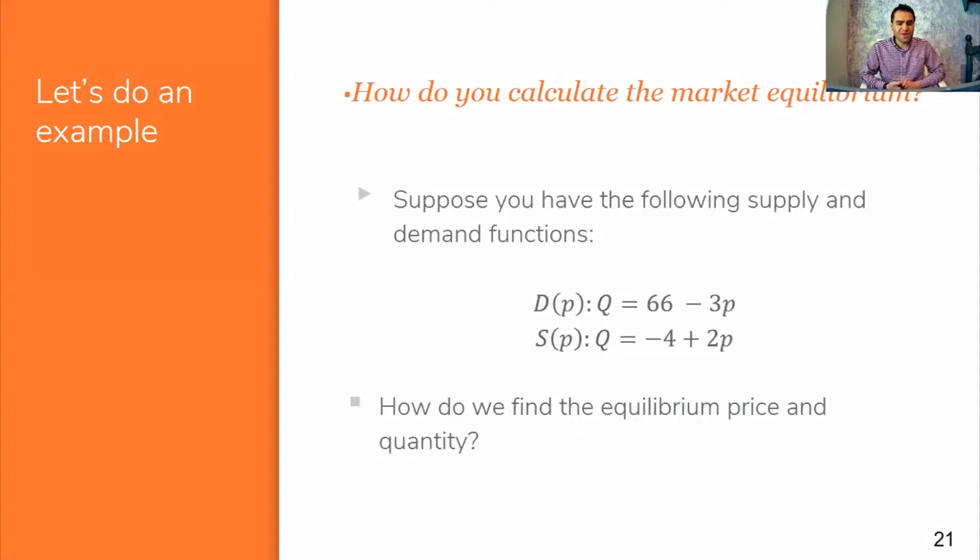So in this particular case, as you see in the slide, you have been given a demand and a supply function that take those particular forms. The demand function reads that Q, the quantity demanded, equals 66 minus 3 times the price. And the supply curve indicates that the quantity supplied equals minus 4 plus 2 times the price. So how do we find the equilibrium price and quantity? Yes, you need to equate them, exactly. And once you equate them, what happens? You have two equations with two unknowns, but you equate them, what can you do?